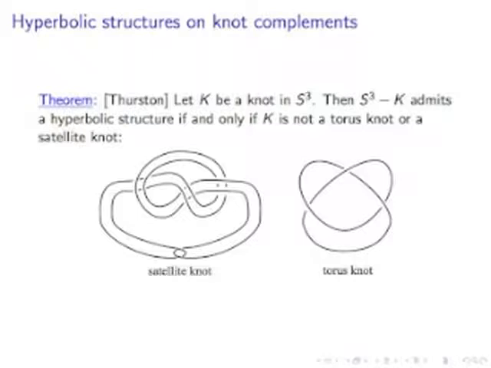So a torus knot is by definition a knot that can be drawn as a simple closed curve on a standardly embedded torus. And a satellite knot is one that can be drawn in a regular neighborhood of another knot, basically. Okay, so apart from these exceptions, every knot has a hyperbolic structure. So in some sense, almost every knot complement has a hyperbolic structure. It's another way of phrasing it.